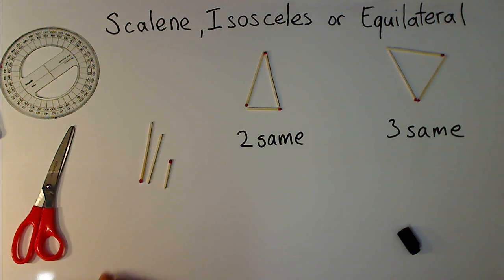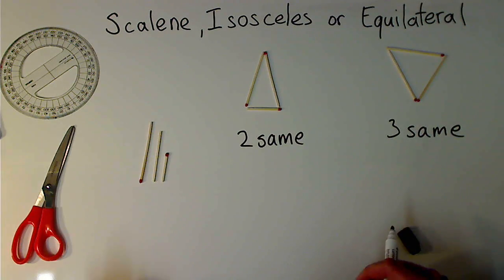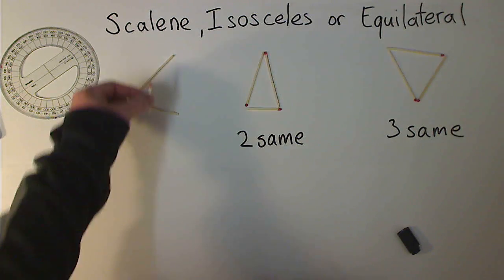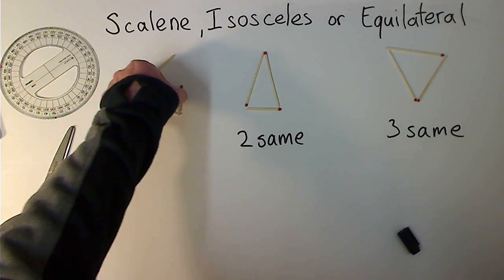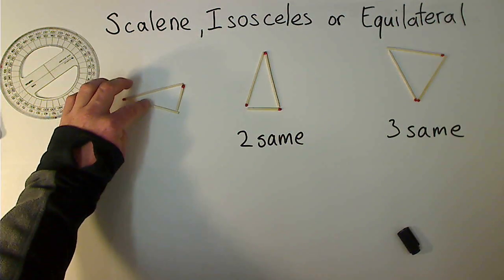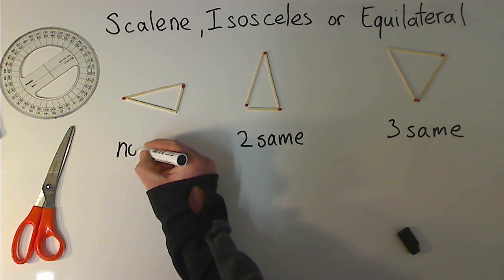Okay, so they're all different now. They're all different sizes. And if we make it into a triangle, that triangle is called a scalene triangle. All different sides. So no same.